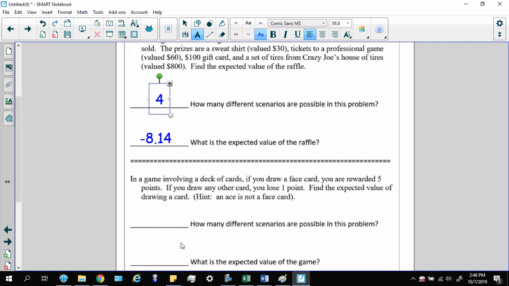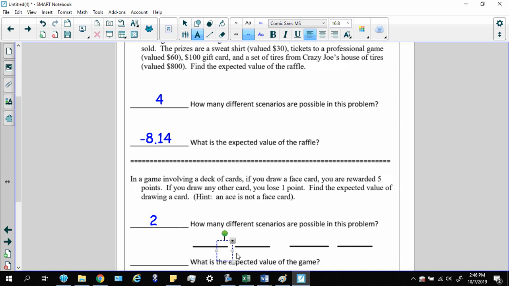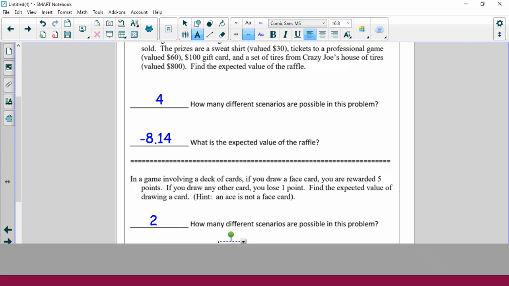Next: you draw a card from a deck of cards. If you draw a face card, you're awarded 5 points. Otherwise, you lose a point. So it's either drawing a face card or not drawing a face card. Those are 2 situations, so 2 situations would mean 4 blanks. 1, 2, 3, and 4. This would be a face card, FC, and this would be other card, OC.